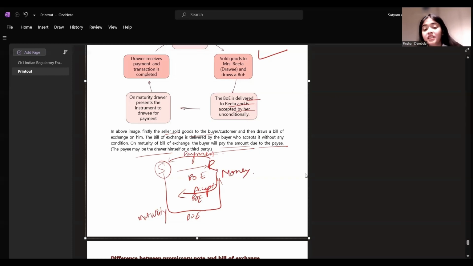Okay, I hope the things are clear to you with the bill of exchange, and the promissory note also. Now we'll be seeing the differences between the two of them.